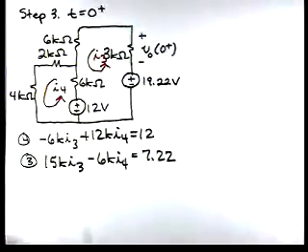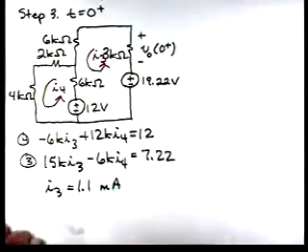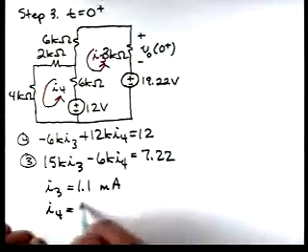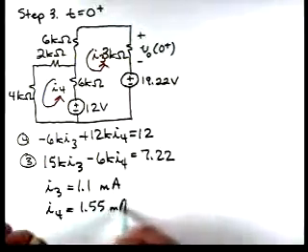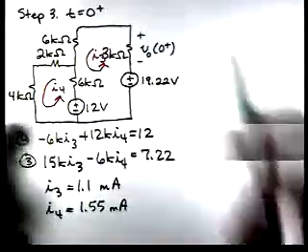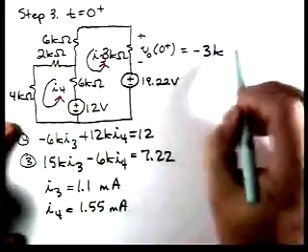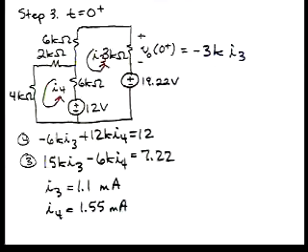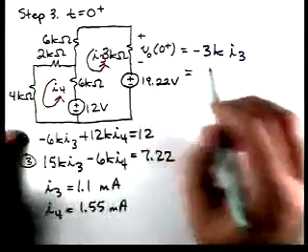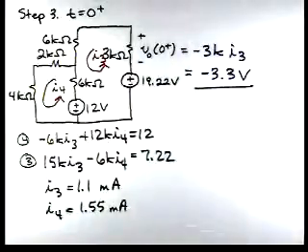If we solve, we get I3 is 1.1 milliamp, and I4 is 1.55 milliamps. Now if we look at our circuit, V0 of 0 plus then is minus 3K times I3. So that gives us V0 of 0 plus equals minus 3.3 volts. So that completes step 3 of our process.